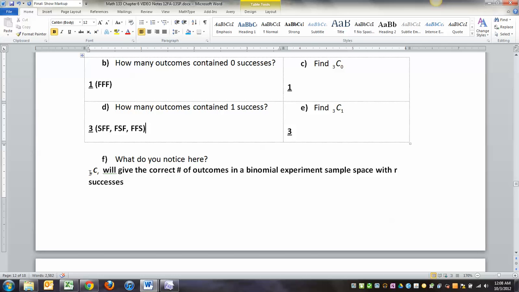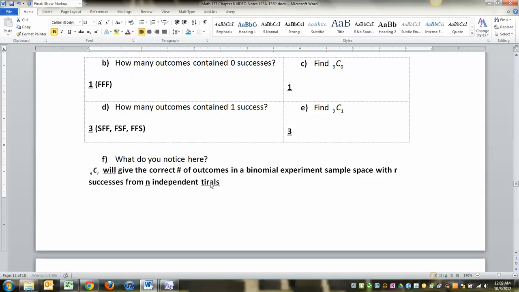But if you do it this way, then n becomes the number of trials, and r is going to be the number of successes. And this number, this nCr number, will be the correct number of outcomes in a binomial experiment sample space with r successes from n trials. I should say n independent trials because it was a binomial experiment, though I suppose I don't have to say it, but I'll say it again. Trials. There we go.